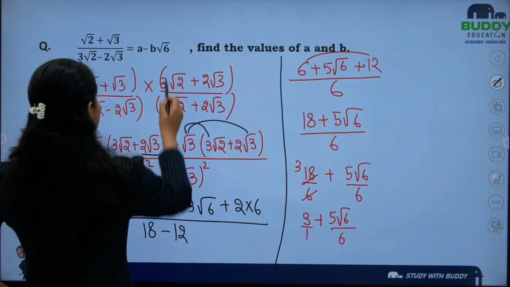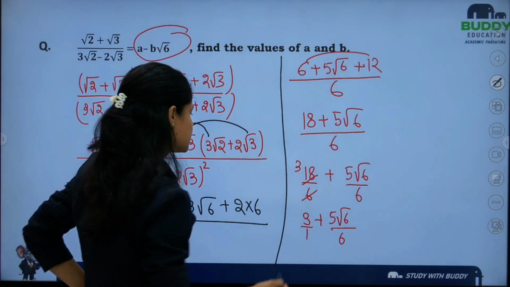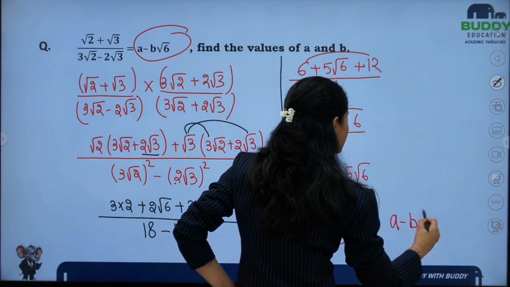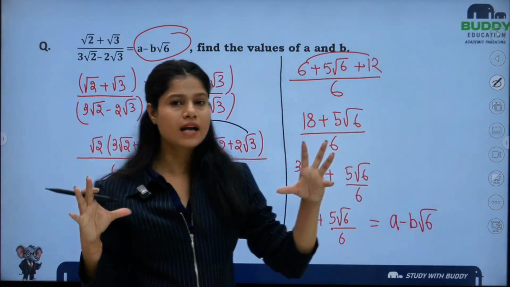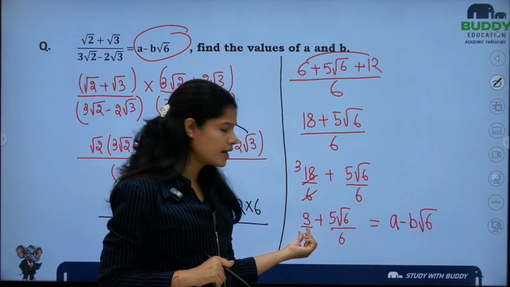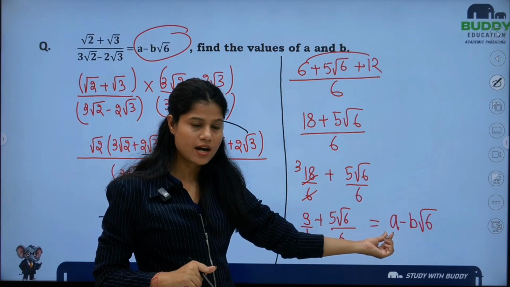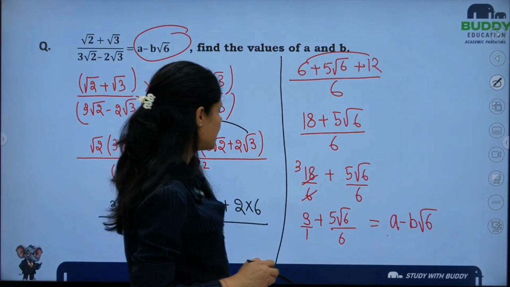Now what after this, right? After this, they have given in the question that this whole thing, when simplified, is equal to a minus b root 6. So the last step is to compare LHS and RHS, right? Now look at the LHS. There is a rational part and an irrational part. Then the same in the RHS part, there is a rational part and an irrational part, right?